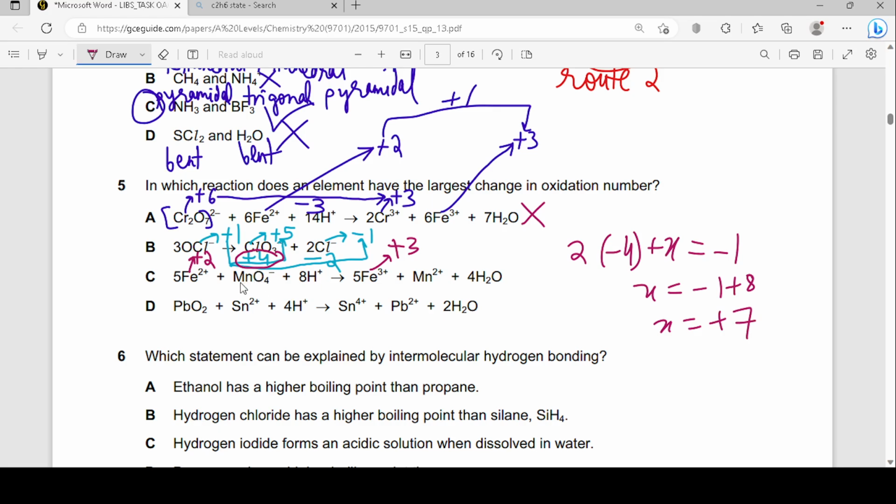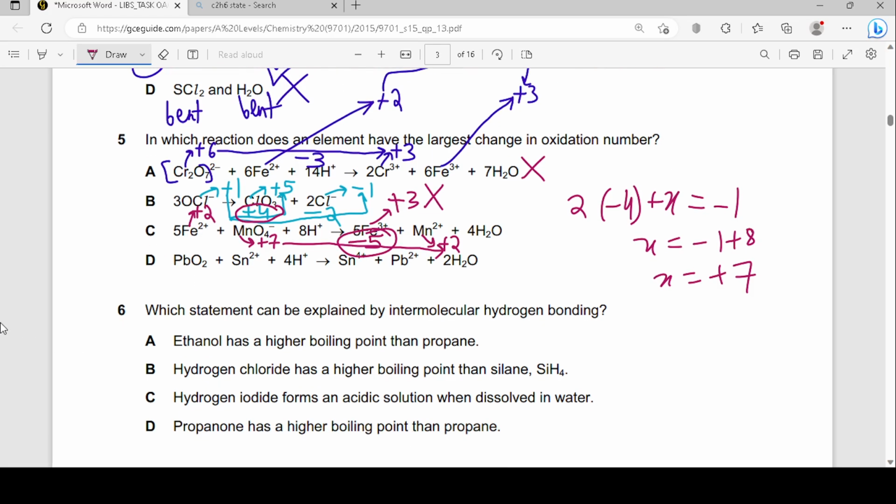So over here, my Mn is plus 7, and my Mn2+ is obviously plus 2. So plus 7 to plus 2 is a change of what? 7 minus 2, so that's a change of 5, right? That means till now I can cancel out B as well, because 4 versus 5, 5 is a bigger number. So till now my biggest change is in C, but again I will check option D as well.